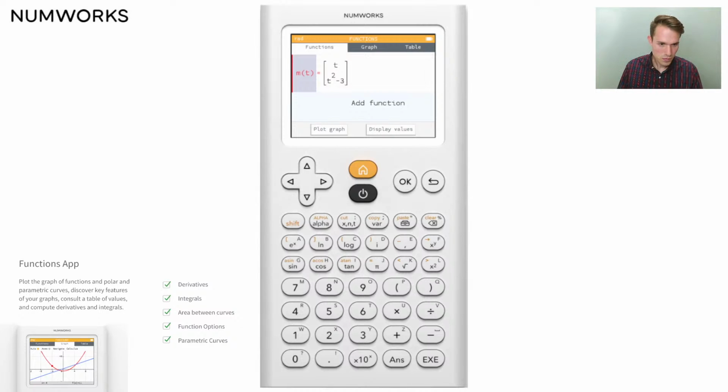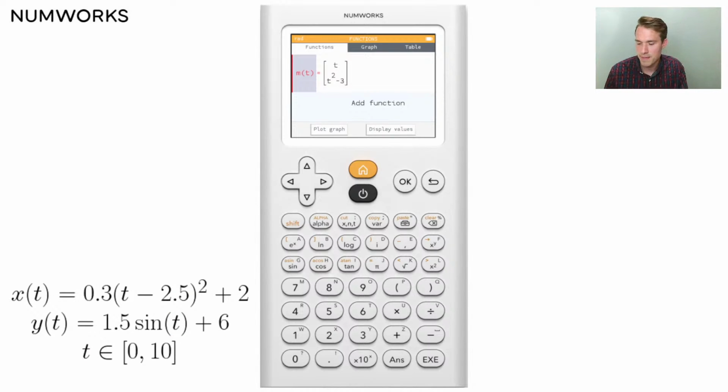So I'm actually going to demonstrate that here. At the bottom of my screen is a set of parametric equations. So x of t is, let's go ahead and type that in and see what this curve looks like. X of t is 0.3 times t minus 2.5 quantity squared plus 2. And y of t is 1.5 sine of t plus 6.